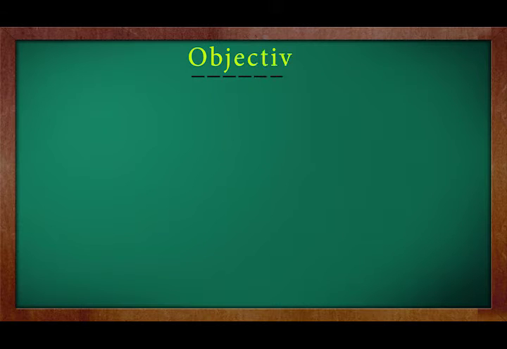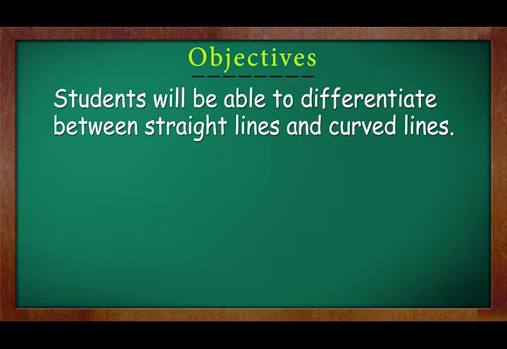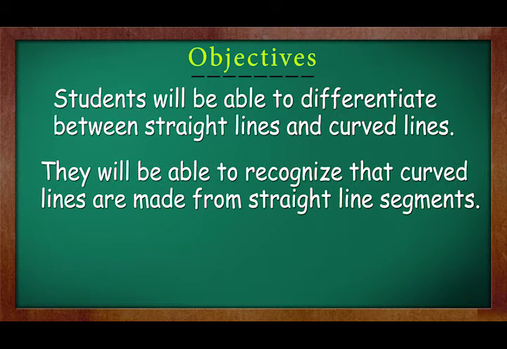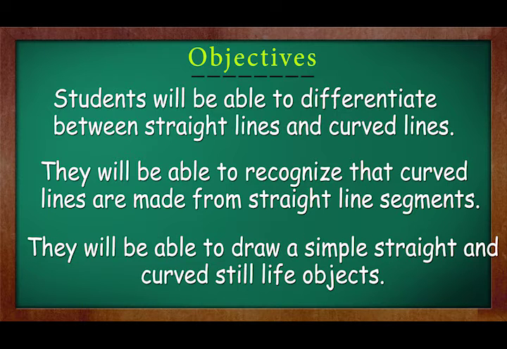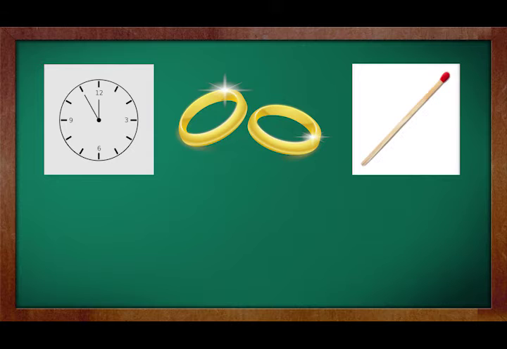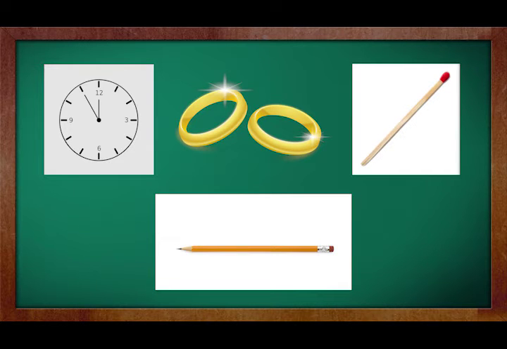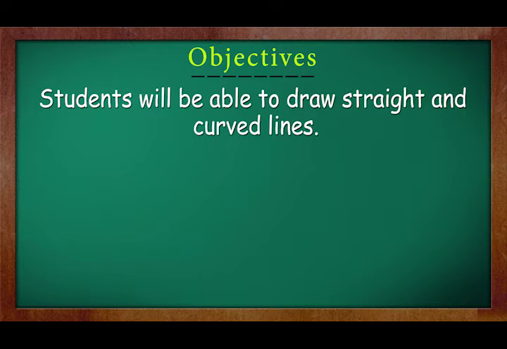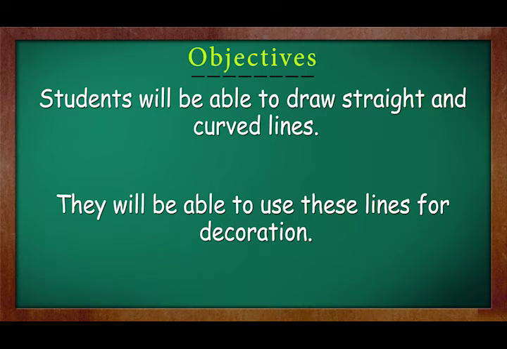Objectives of this topic are: students will be able to differentiate between straight lines and curved lines. They will be able to recognize that curved lines are made from straight line segments. They will be able to draw simple straight and curved still life objects, for example, clocks, bangles, matchstick, pencil, etc. Students will be able to draw straight and curved lines. They will be able to use these lines for decoration.